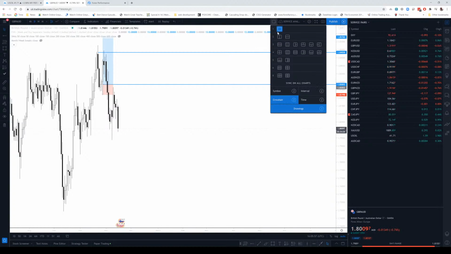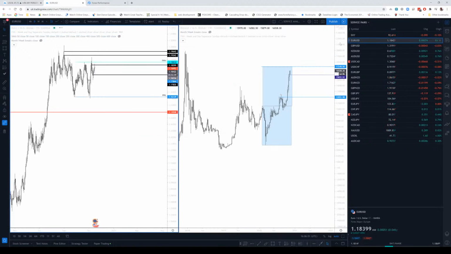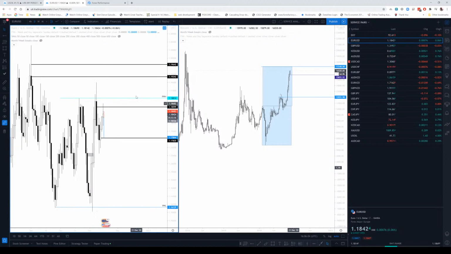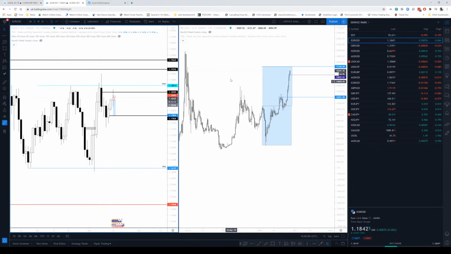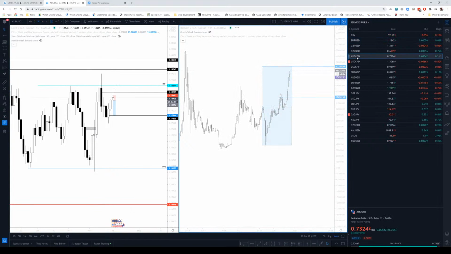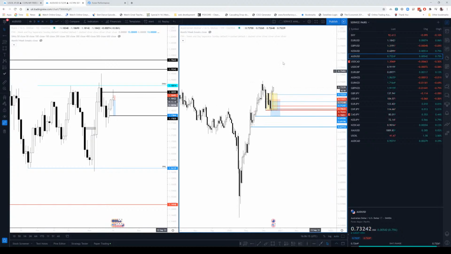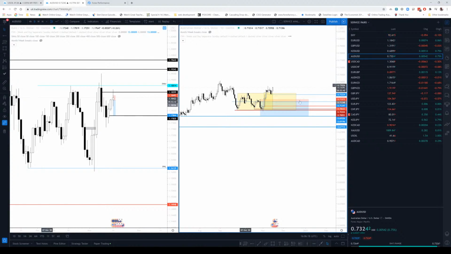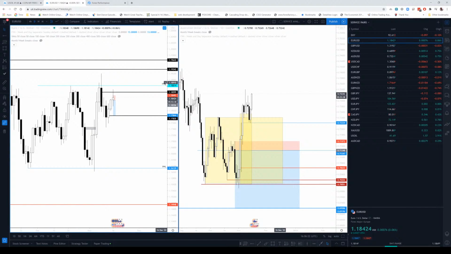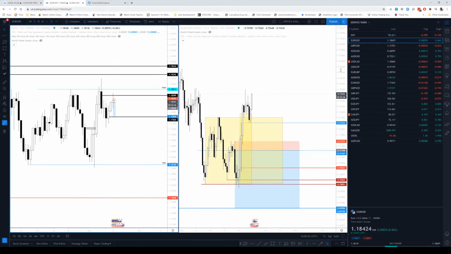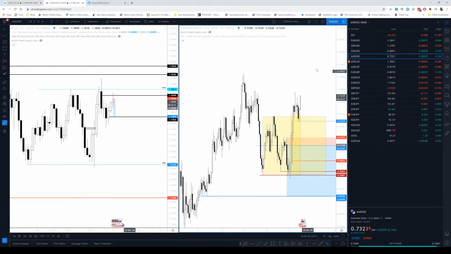Actually, let's do this. Okay, look at where Euro is right now. Let's put Aussie, yeah, and put Aussie here. On the weekly. Okay. Now look at the highs, because going forward you can do something like this.